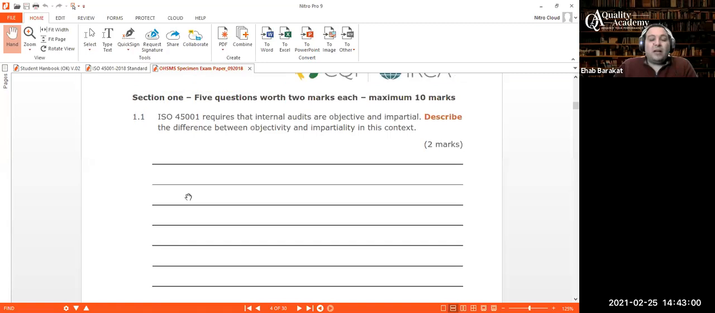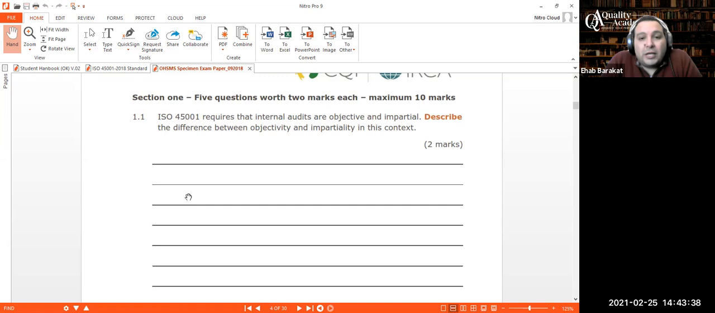Section number 1, you will have questions like this. There is no need to write a lot in this section because every question is out of 2, and you will not get more than 2. I don't want you to waste time on this section. For example, question 1.1: ISO 45001 requires that internal audits are objective and impartial. Describe the difference between objectivity and impartiality.